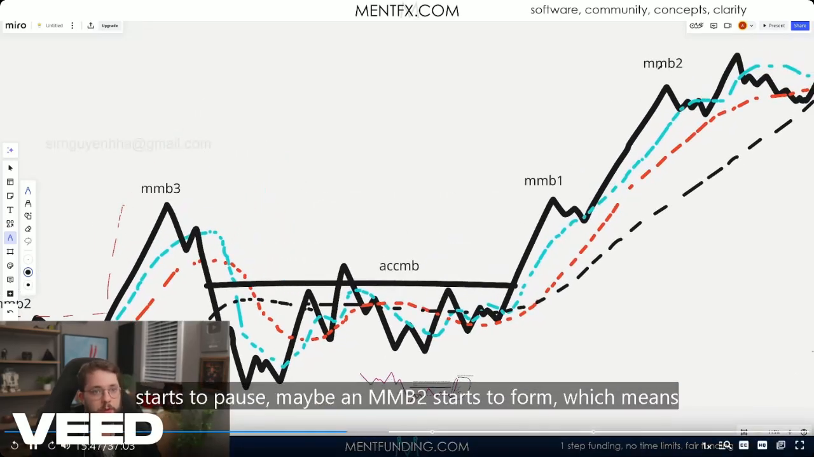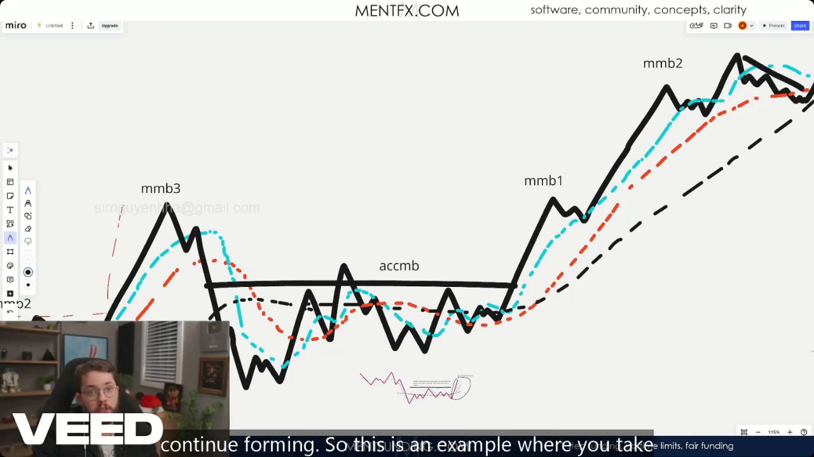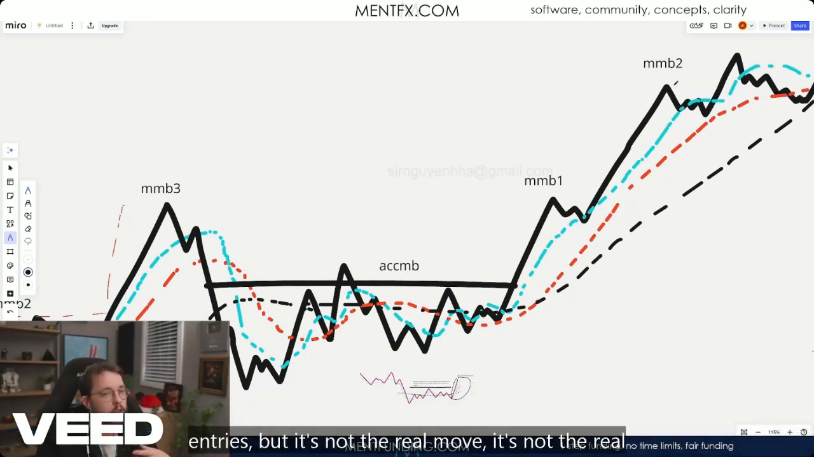Price then starts to pause. Maybe an MMB2 starts to form, which means you might get entries inside of here on your entry cycle time frame. Then all of a sudden, the MMB2 might actually just continue forming. So this is an example where you take entries, but it's not the real move. It's not the real demand validation.